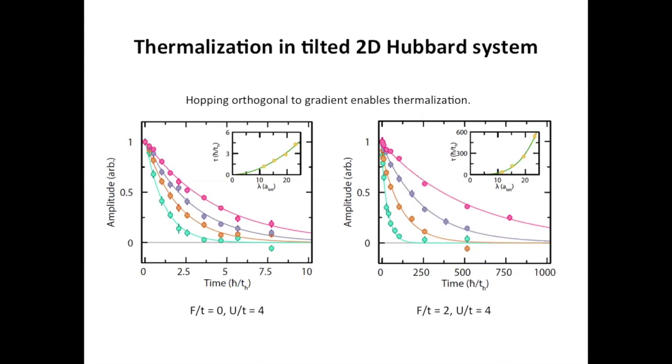Now if we go to a very large gradient, where F is the energy bias between neighboring sites, let's say a bias of 2 times the tunneling, so a very large gradient, we find that the system thermalizes again to remove this charge density wave, but the relaxation time grows like the 4th power of the wavelength. So this is a sub-diffusive transport mechanism we're observing at large gradients.